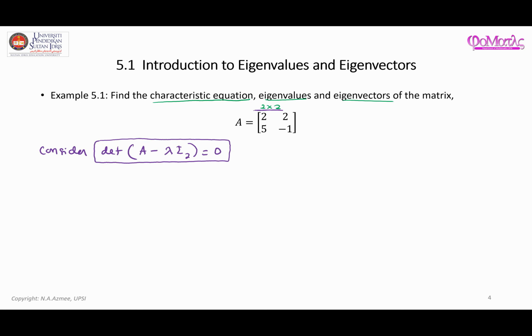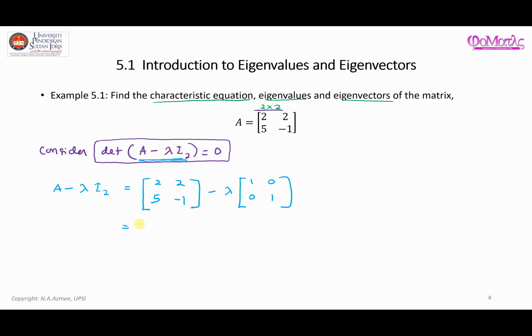And I'm just going to do the process bit by bit. Okay, so I'm just going to start with finding what is A minus lambda multiplied with the identity matrix. So here, A minus lambda I2 is just matrix A minus lambda. Lambda is unknown, remember, we need to find the value of lambda, and the identity is 1 0, 0 1. So this is the identity matrix.